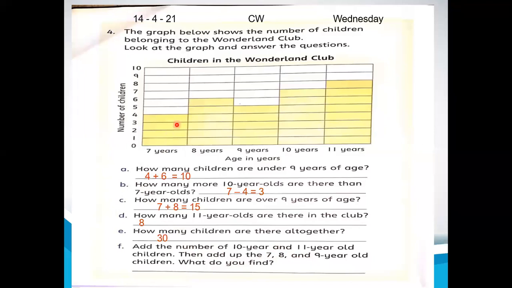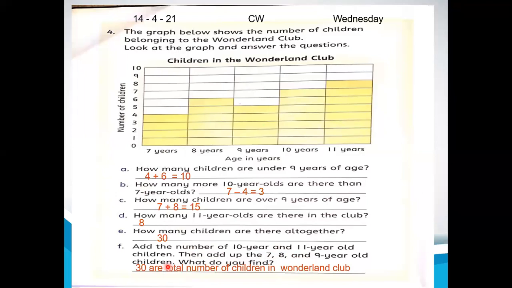It means you will add all these numbers of children all together. What answer do you get, beta? Tell me. How many students are there? Yes, very nice, Fiza. They are equal in number. Very nice.